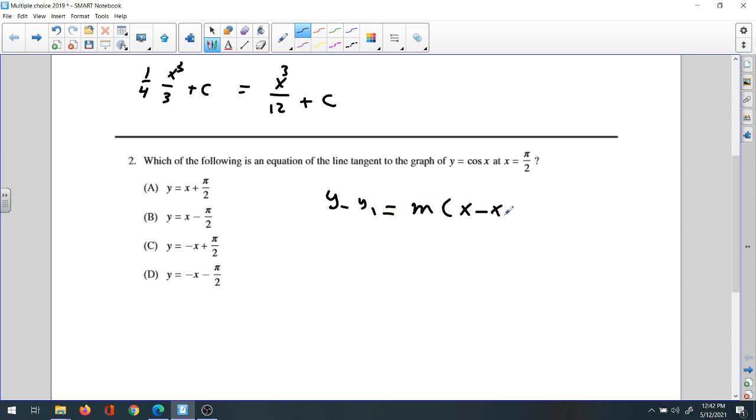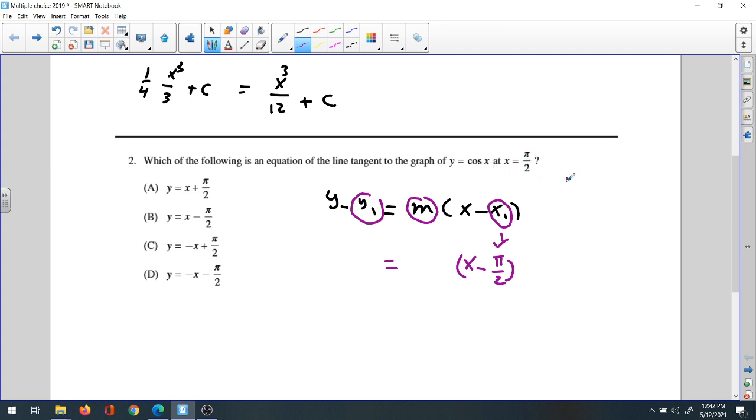We'll take it easy and simple. So we need to fill out 3 spots here. We need to find out the slope, we need to get x1, and we need to get y1. Okay, so x1 we have, which is pi over 2. So x minus pi over 2. And to get y1, just plug in pi over 2 for x.